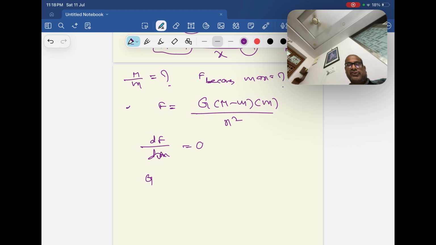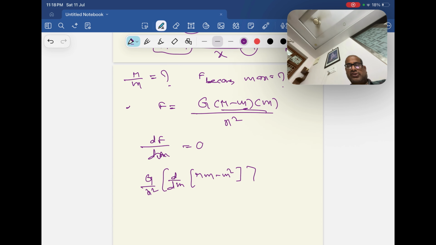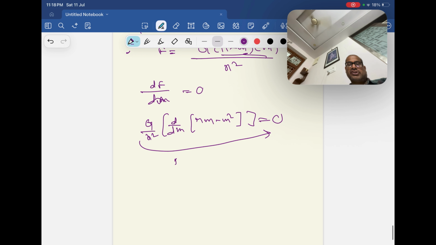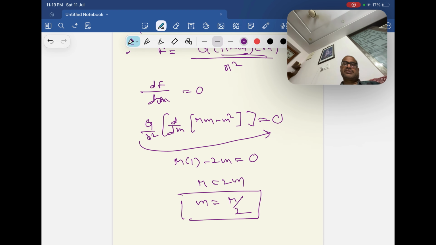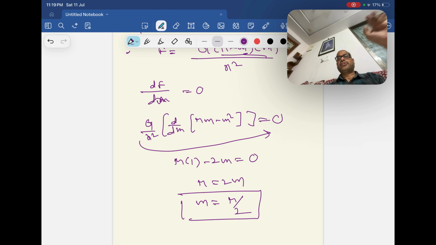G is constant, x is also constant. So d by dm of, opening the bracket, capital M into small m minus m square, is equal to 0. So this becomes 0 here. If you differentiate, M into 1 minus 2m is equal to 0. So m is equal to M by 2. If you remove exactly half of the original mass, and separate them by some distance x, the force becomes maximum.